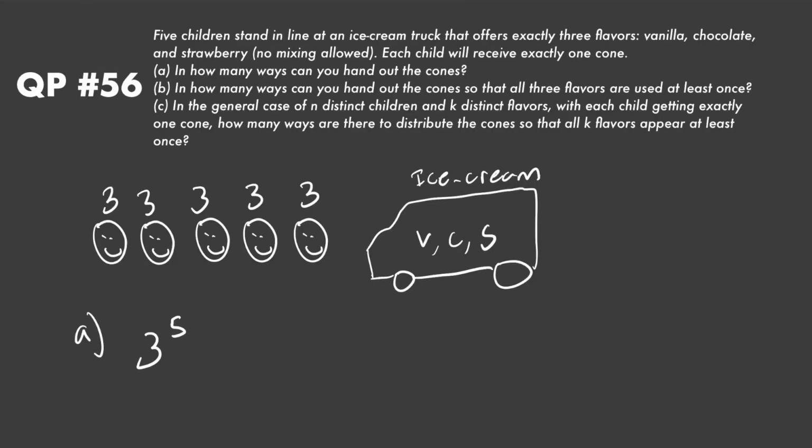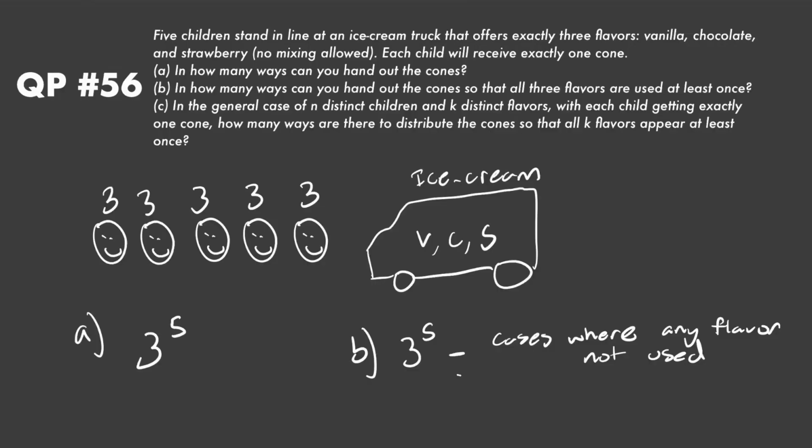So now let's just move on to part B, and how many ways can you hand out the cones so that all 3 flavors are used at least once? So this is just the basic inclusion-exclusion setup. We know that there are 3 to the 5th ways of giving out the ice cream cones unrestricted, right? So all we have to do is subtract off the cases where any flavor is not used.